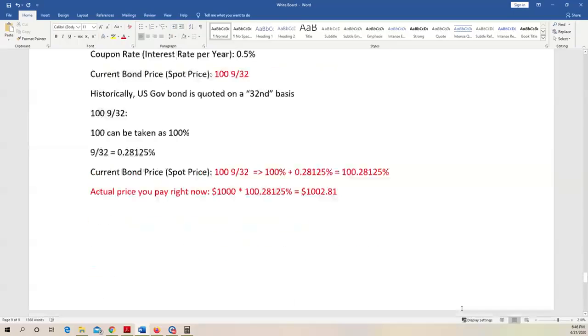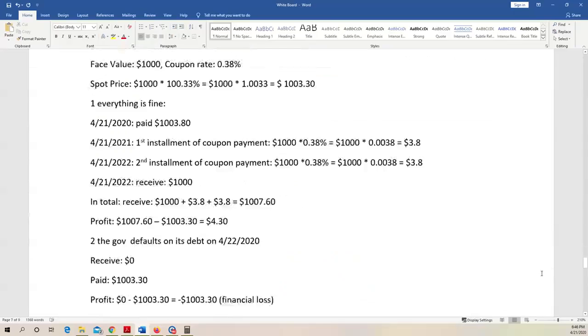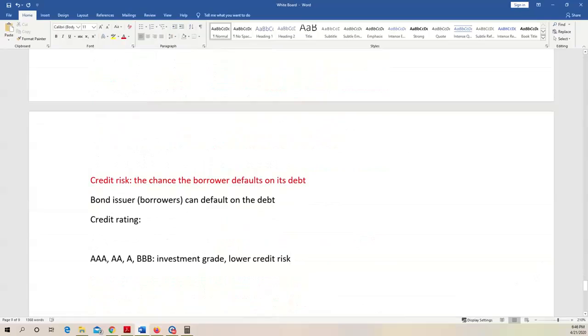And remember the general principle in finance: higher risk, higher payoff, right? But for investment grade bonds, AAA, AA, single A, triple B rated bonds, since they involve lower credit risk, they promise you a lower payoff.